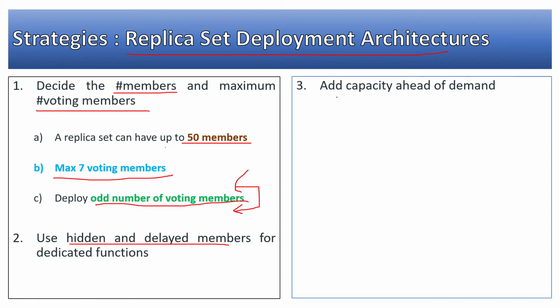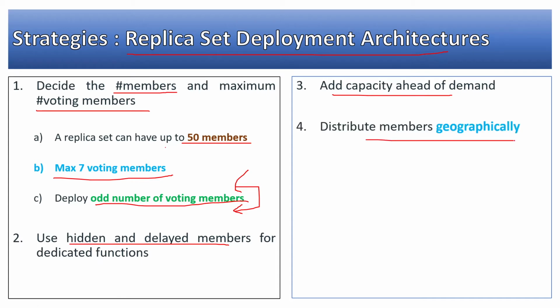Add capacity ahead of demand. You should not wait until the replica set members are full of their capacity and start throwing errors. Whenever replica set members reach 50% or 60%, don't wait for it to go to 70% of usage, otherwise there might be some issues. So add capacity well ahead of time.